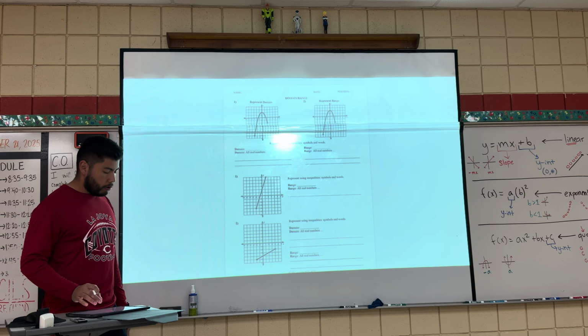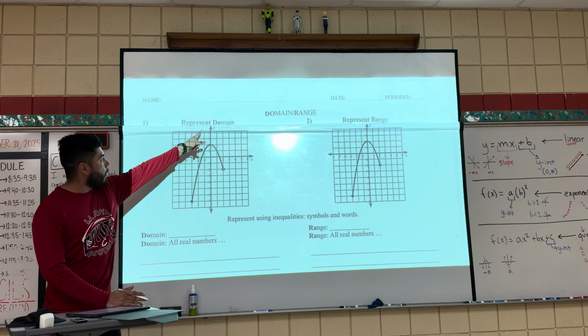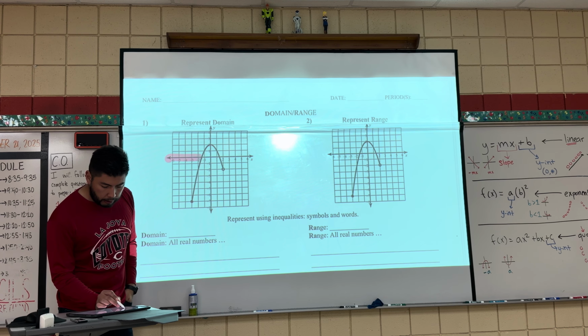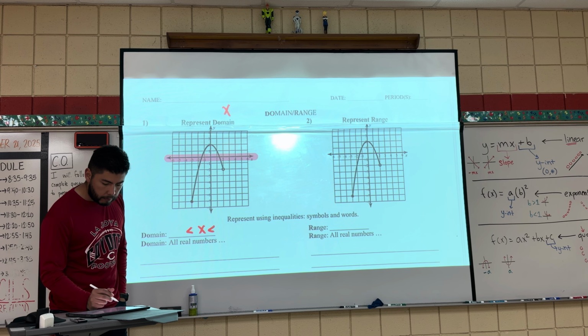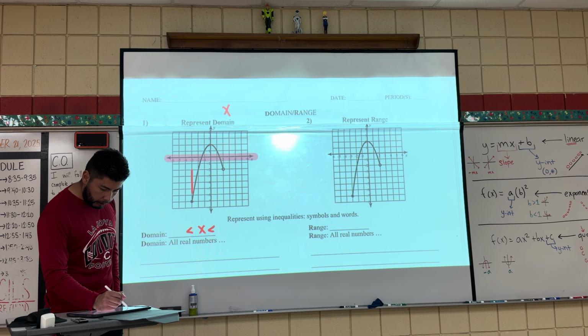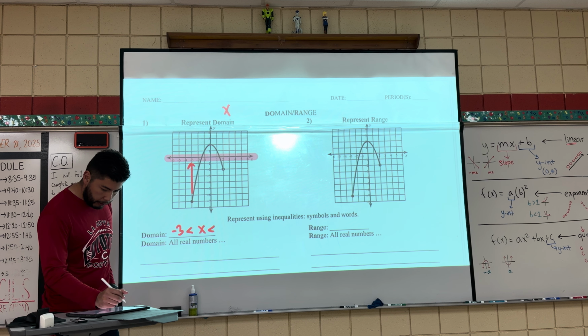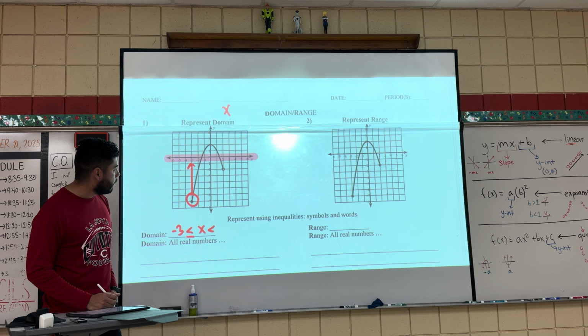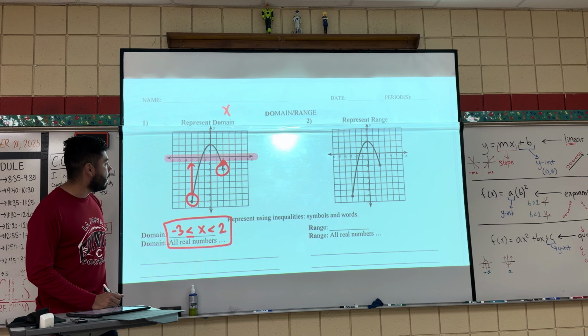So what happens when you have something like this? It's the same thing. Domain, we only look at the numbers left to right, and we know domain equals x. As you can see, it started at -3, so -3, because it's closed, put a line under. This one got to, I'm sorry, to 2. So you put 2, it's open, so leave it like that.